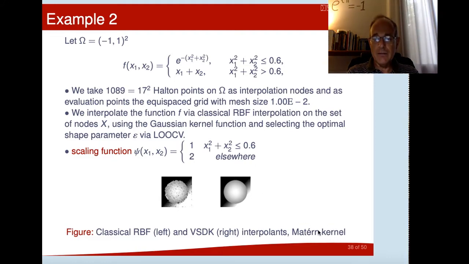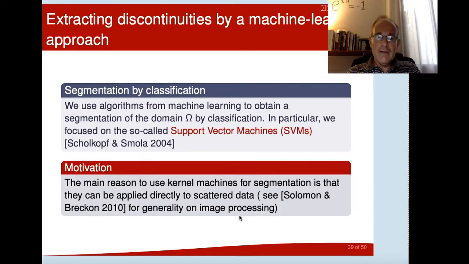The kernel that we use in this experiment is again the Matern kernel, the C0, if I remember well. So the problem, as I said, is that we need to extract the discontinuity in some way. Well, there is a machine learning approach for this extraction, based on segmentation by classification. So we use algorithms from machine learning to obtain a segmentation of the domain by classification. And we focus on the support vector machine. Why the support vector machine? Because they can be applied directly to scattered data, which is exactly the setting we are working with. That's why it's important to use this approach.